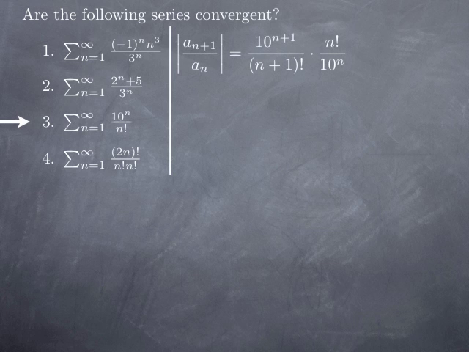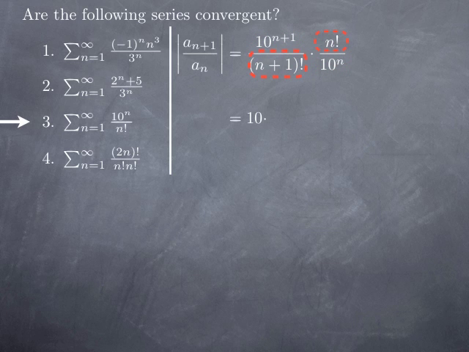We look at the quotient of two consecutive terms, a(n+1) over an. a(n+1) is 10 to the n plus 1 divided by (n plus 1) factorial. We multiply by the reciprocal of an, which is n factorial divided by 10 to the n. We have 10 to the n plus 1 over 10 to the n. Well, 10 to the n plus 1 is really 10 to the n that I multiply again by 10. So that simplifies as just 10.